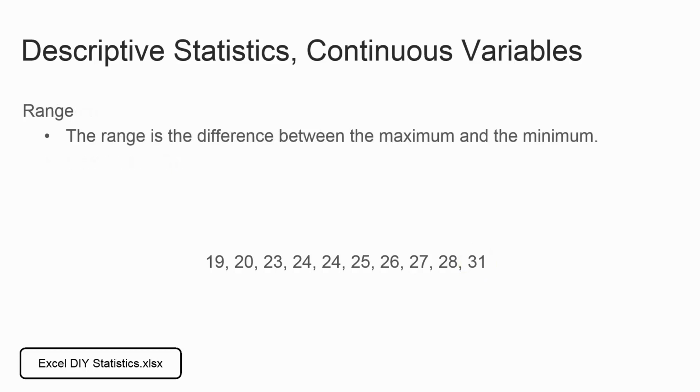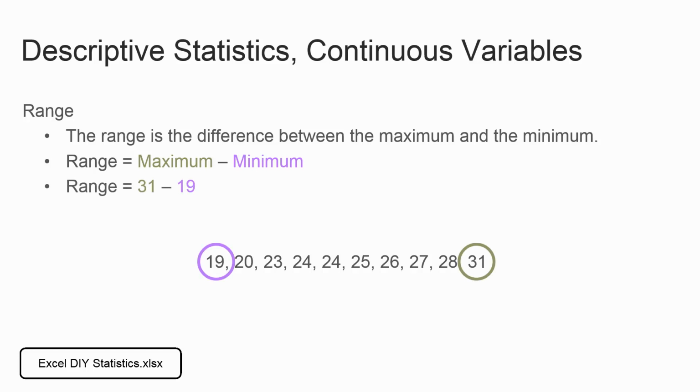The range is the difference between the maximum and the minimum. Mathematically, the range is the maximum minus the minimum. 31 minus 19 equals 12. We see that these ages span a range of 12 years.